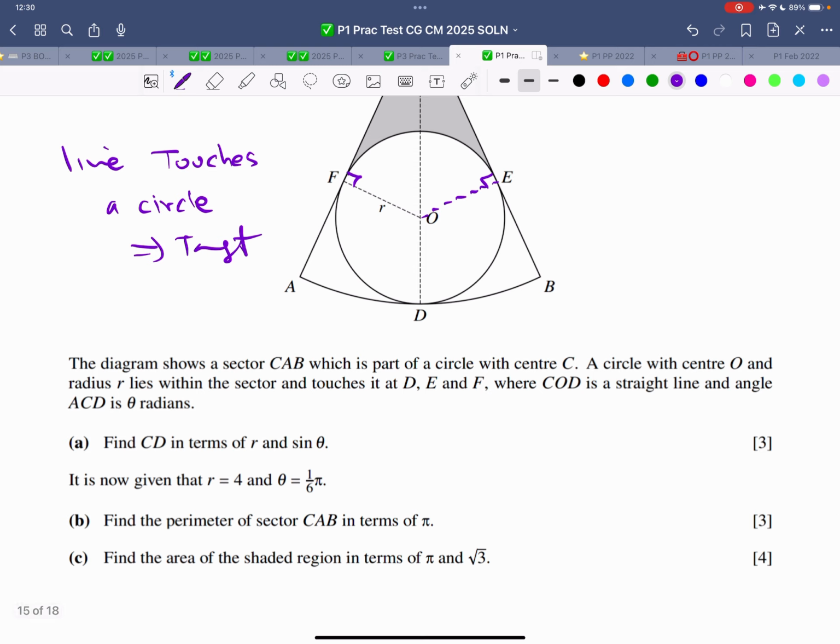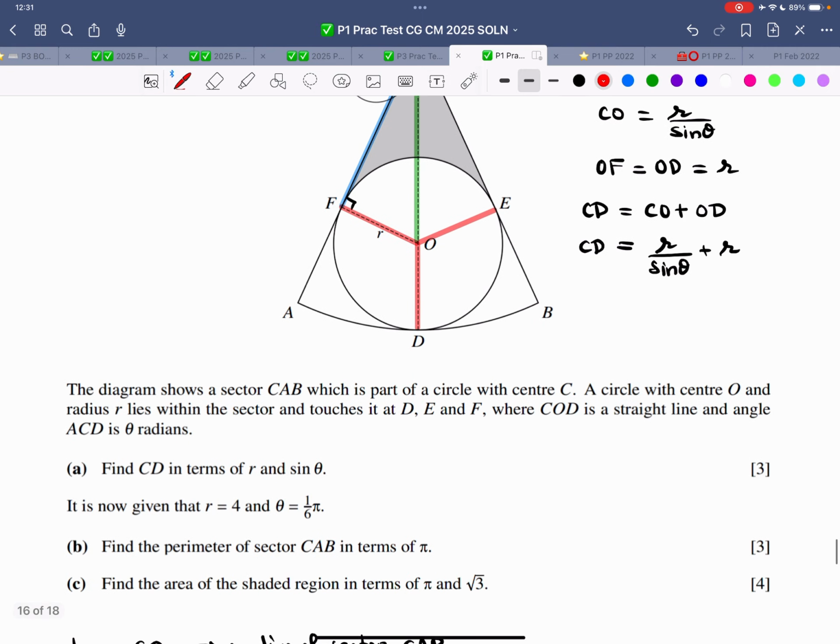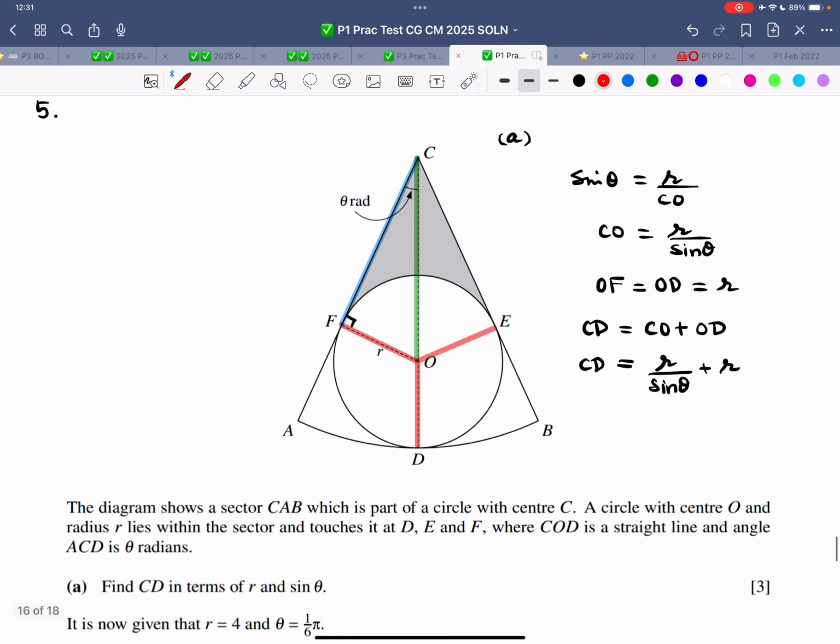First of all, they're asking us to find CD in terms of R and sine theta. That we will do. And then for the next two parts, they're asking us R is 4, theta is pi by 6. So let me do one thing over here. This is pi by 6. This is pi by 6. If this is pi by 6, therefore this is pi by 3. The 60, 30, 90 triangle. Therefore this is also pi by 3. So for part B and part C, this is what we are going to use. So now let's get started. We need the perimeter, we need the shaded region, and so on.